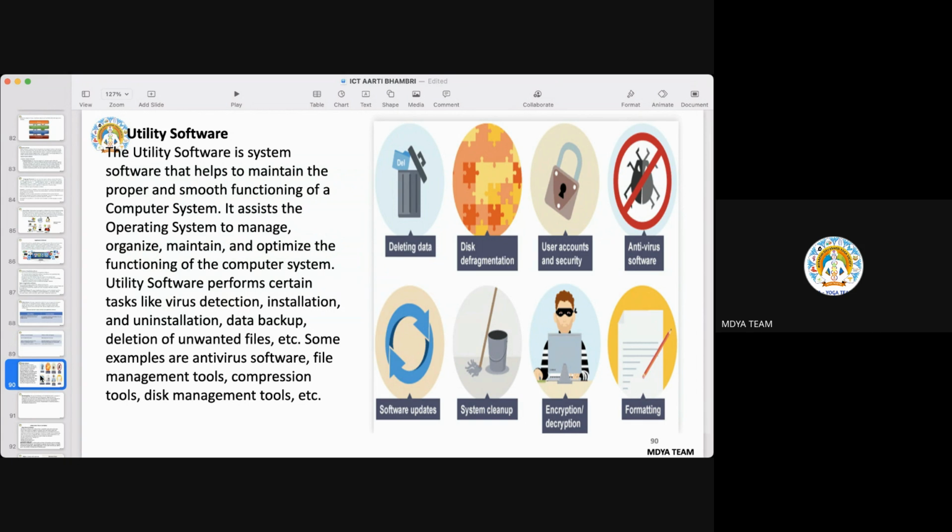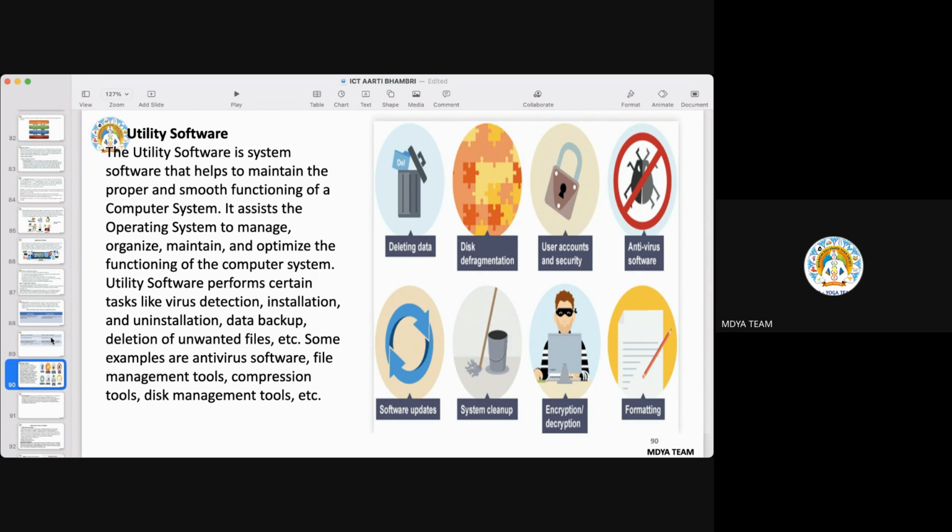Now here, some detail is given about utility software. Utility software helps to maintain the functioning of your computer system and operating system as well, to manage, organize and maintain the functioning of a system. If you have some utility software in the system, it detects the presence of a virus if there is any, you can install or uninstall software, take a data backup from your system, and delete unwanted files. Some examples are given: antivirus software, file management tools, and compression techniques.